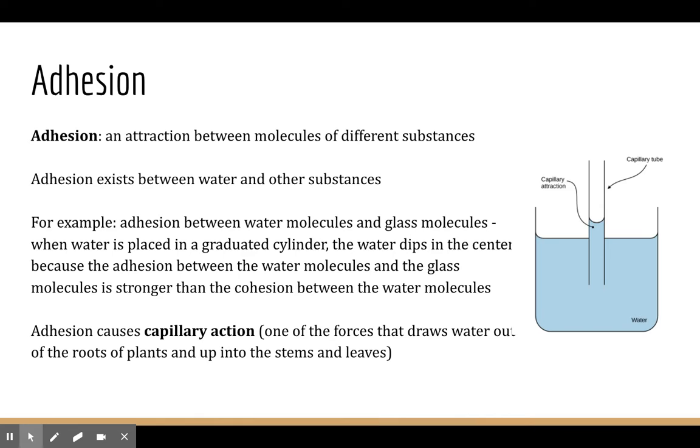Adhesion is our next property. Adhesion is an attraction between molecules of different substances. So we're talking about water. Water is one substance, so adhesion is the attraction between water molecules and another substance. For this presentation, I'm using the example of glass. So water is attracted to glass molecules, or the molecules that make up glass.